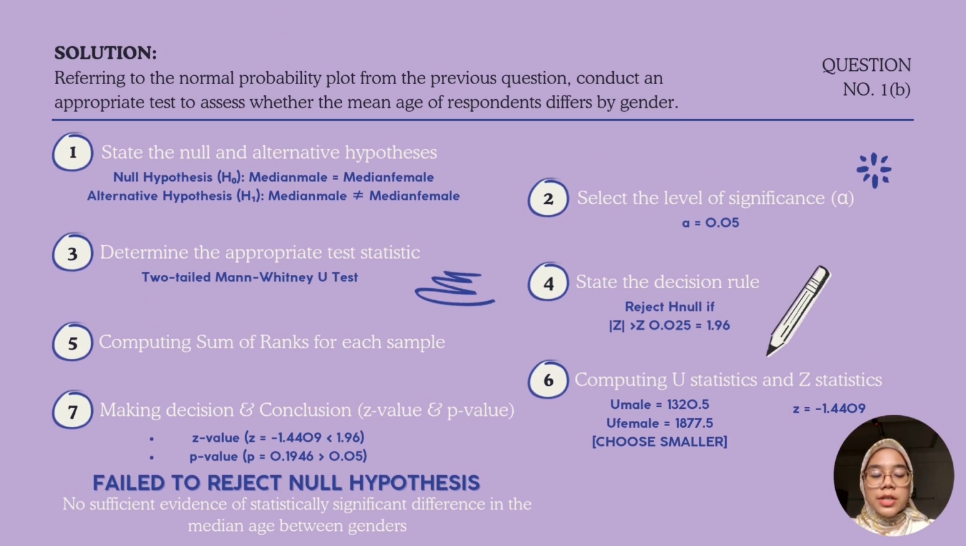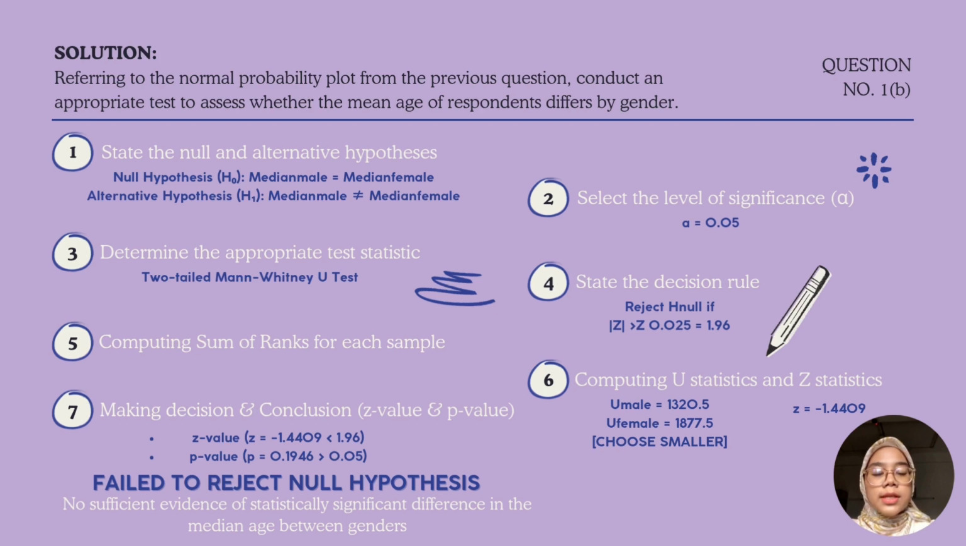Moving on to the next question, question 1b. The question asks us to refer to the previous normal probability plot and conduct an appropriate test to assess whether the mean age of respondent differs by gender. Before moving on to the first step, I would like to explain a bit about the previous graph as it is related to this question. By referring to this normal probability plot, we can see that there is a presence of extreme outliers, particularly at the higher end of the graph.